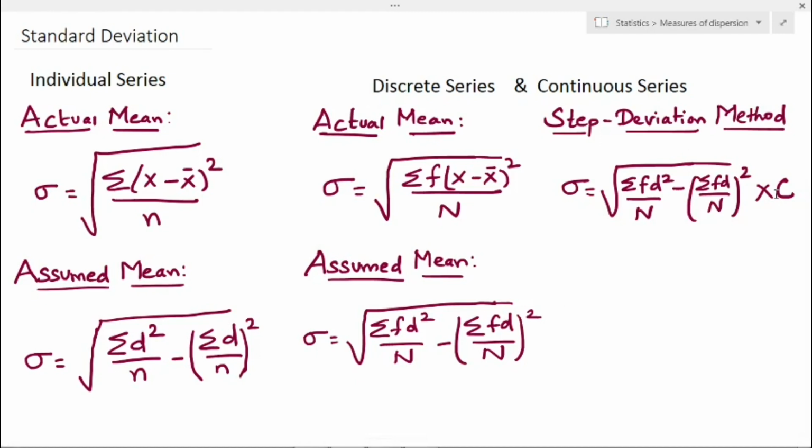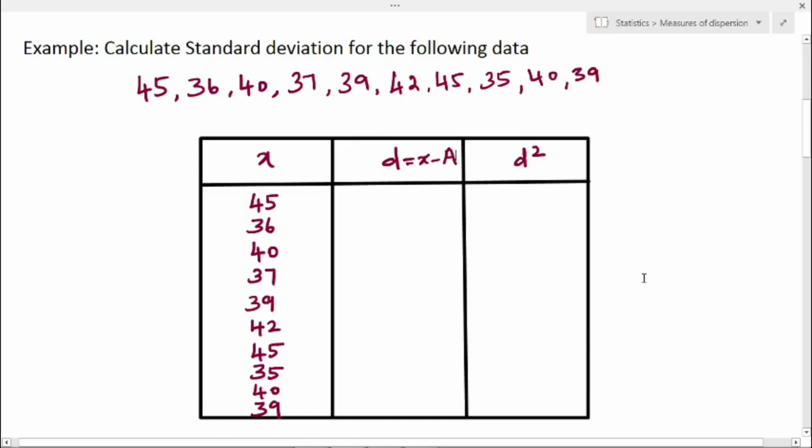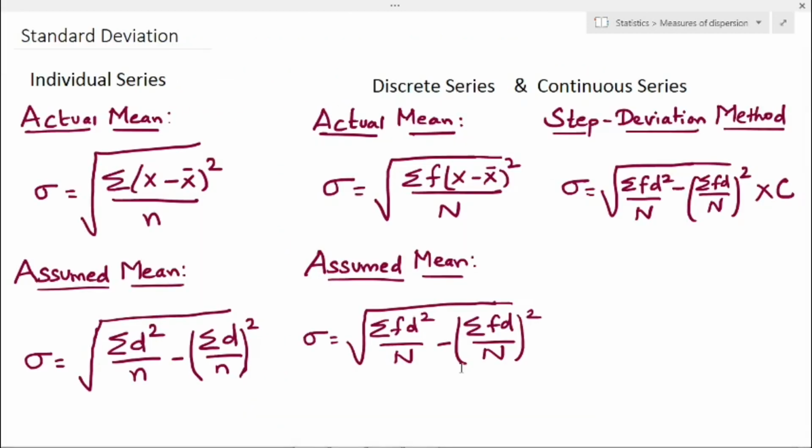Now we will solve an example. In this example we have to find the standard deviation, and here we have a series of data. The data are given in the form of an individual series: x1, x2 and so on till xn, that is 45, 36, 40 and so on till 39. So we can use either the actual mean formula or the assumed mean formula. I am going to use the assumed mean formula.